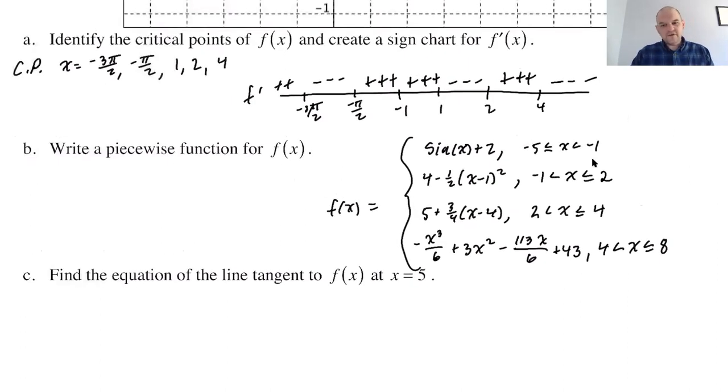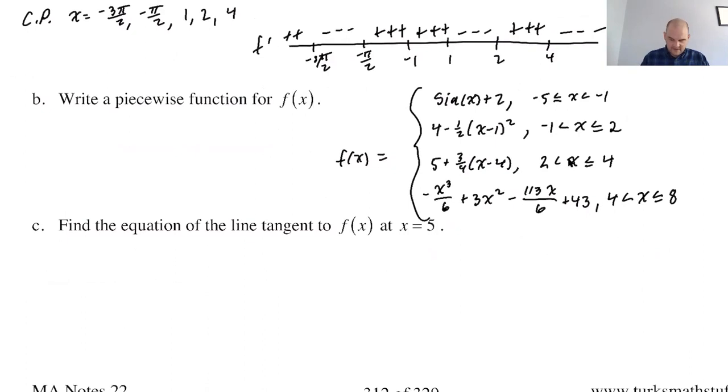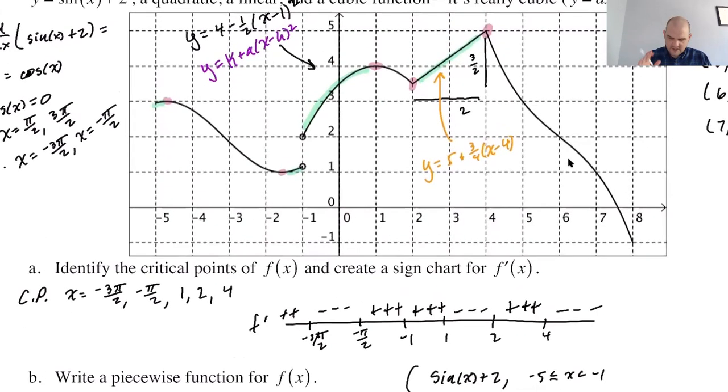So not really a calculus question, to be honest, more like an algebra 2 type of question, but a good question nonetheless. You have to do this kind of thing sometimes. Find the equation of the line tangent to f of x at x equals 5. So f of 5, mostly I just don't want to find that derivative. It doesn't look like it'd be very nice.